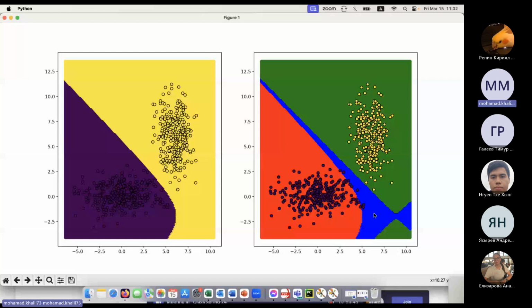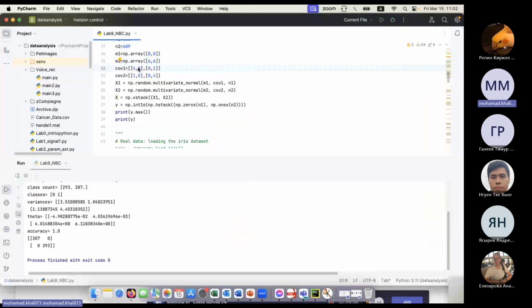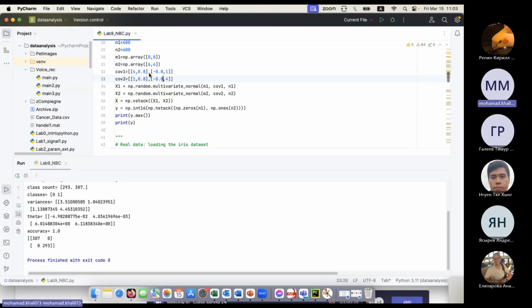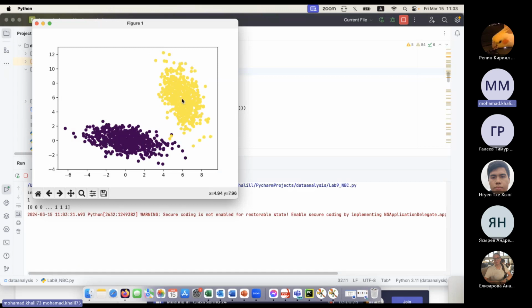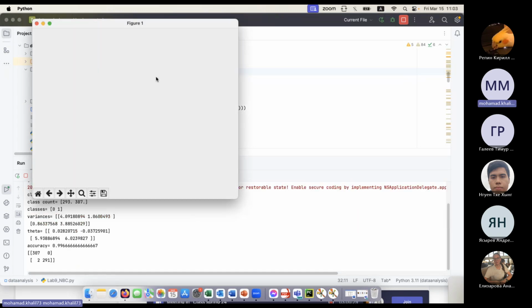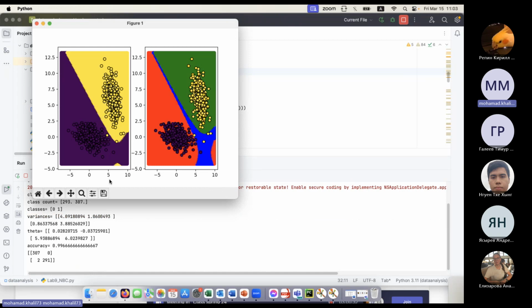Okay, so for example, if you put covariance here, for example, here 0.8 and here minus 0.8, and here 0.8, and here minus 0.8. Oh, it must be the same. If you have covariance, that means the data will be turned. Look, it's not horizontal, it's like that.